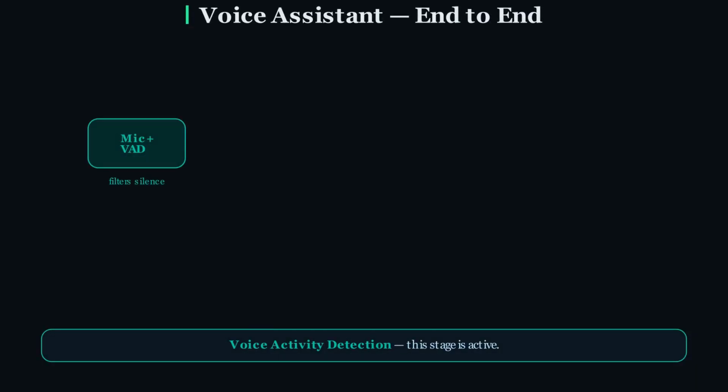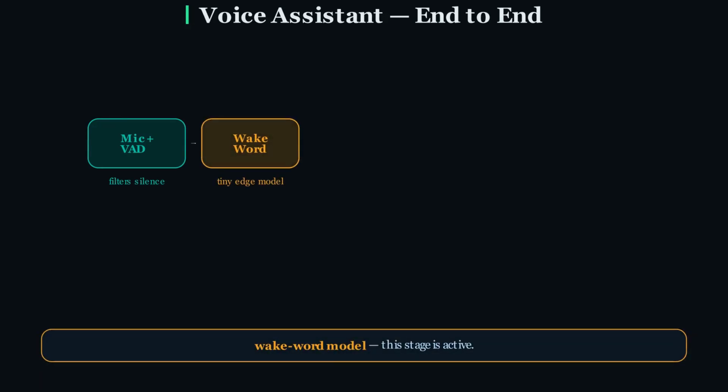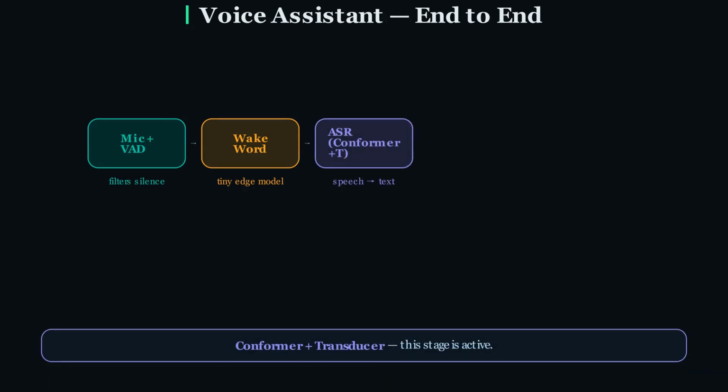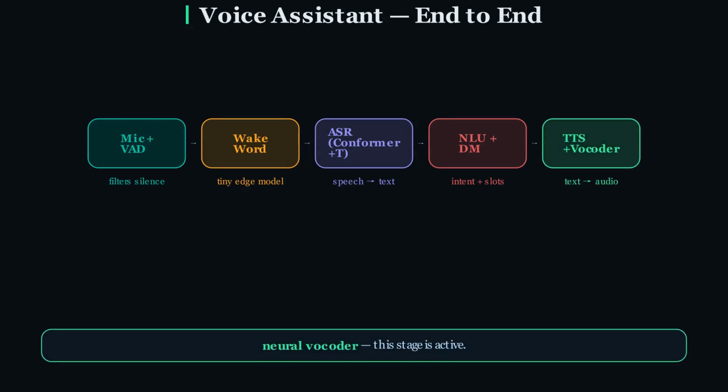Voice activity detection runs continuously with minimal power, forwarding audio only when actual speech is detected. A tiny wake word model, sometimes under 100,000 parameters, listens for the trigger phrase before waking the full system. A conformer encoder and transducer decoder convert the incoming audio to text in real time, streaming word by word as you speak. Natural language understanding extracts intent and entity slots. The dialogue manager tracks conversation state and calls any needed APIs. Text-to-speech synthesizes the response audio. A neural vocoder like Hi-Fi GAN converts a Mel Spectrogram to natural speech.